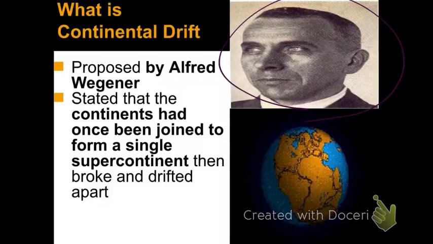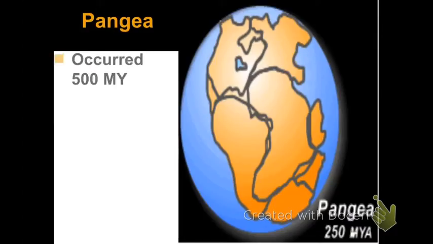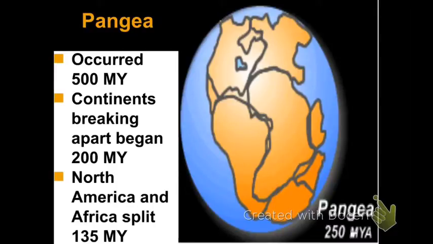So let's keep going. Pangea. Pangea was the one form of continental drift that's most popular. It occurred about 500 million years ago. That's what MY stands for. So 500 million years ago, we had Pangea. The continents started breaking apart around 200 million years ago. So they were together for a very, very long time.